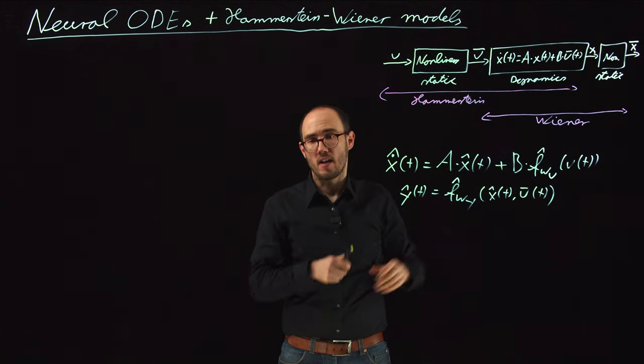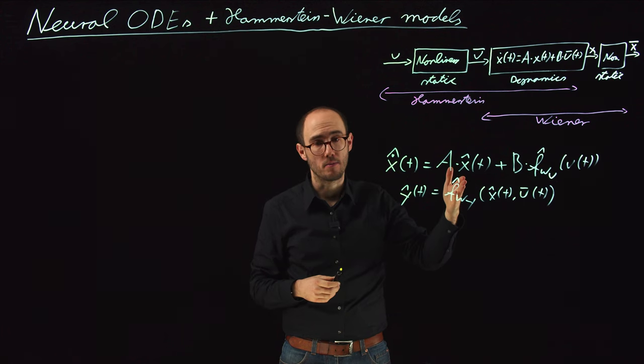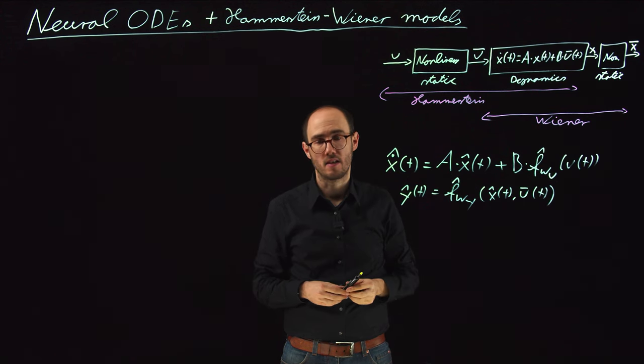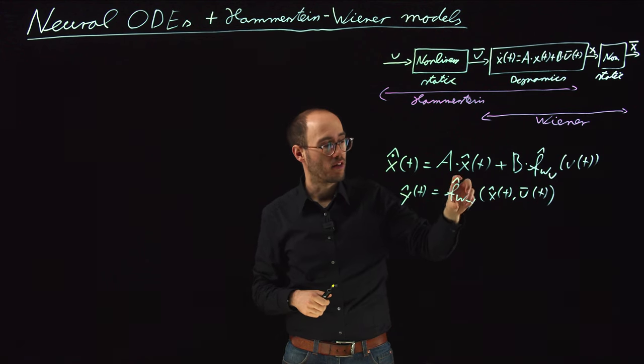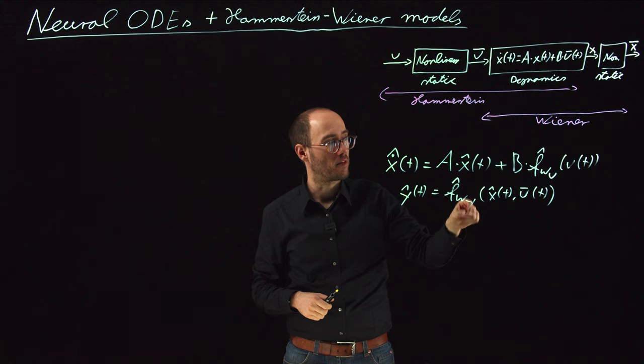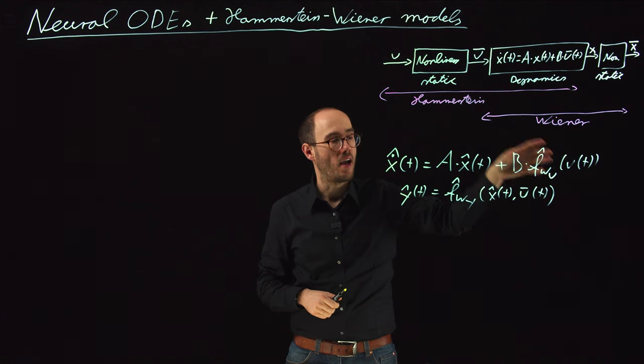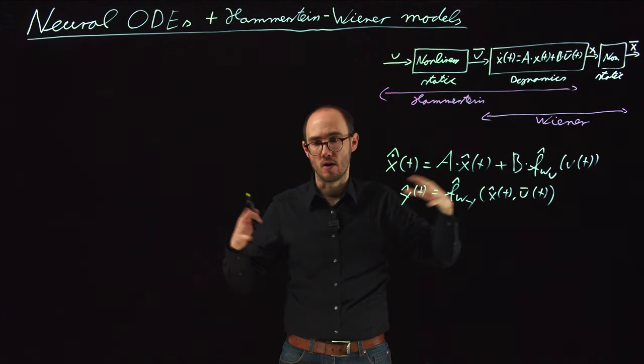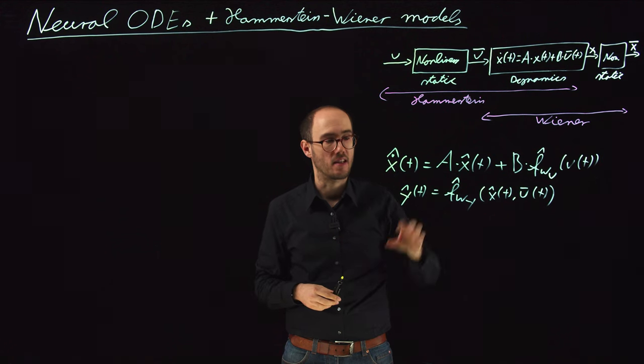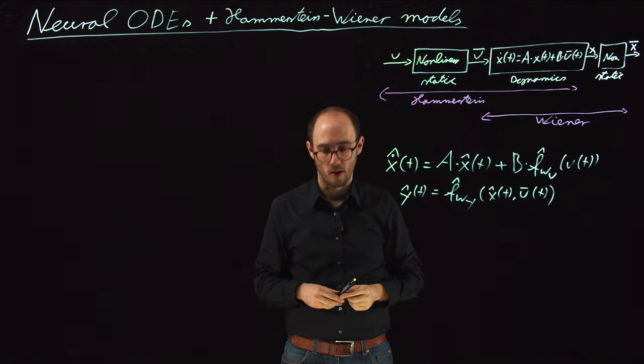And this Hammerstein-Wiener approach, of course, is also perfectly suited to combine with a neural ordinary differential equation approach, because then the neural part is basically this f_w_y and this f_w_u, and we can put again everything into a NODE approach and then solve the entire ODE in one shot.